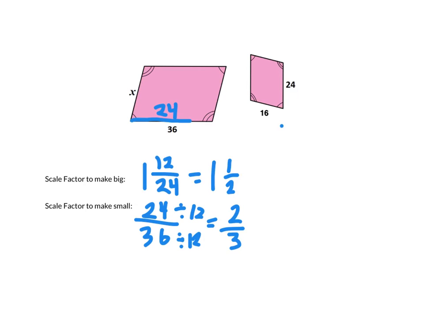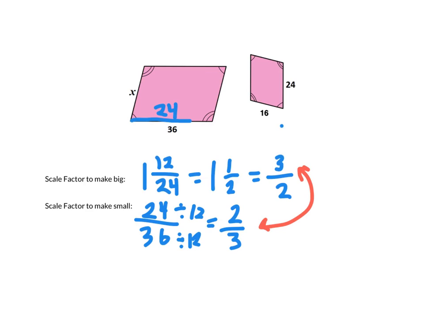You'll remember that in class we talked about how the two scale factors are reciprocals of each other. If we look back at the 1.5, we can change that to an improper fraction, and that is equal to 3/2. Notice that these two are reciprocals of each other. So once you know one scale factor, you almost automatically know the other scale factor.